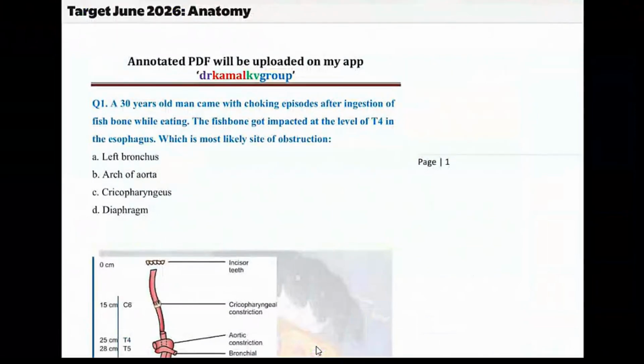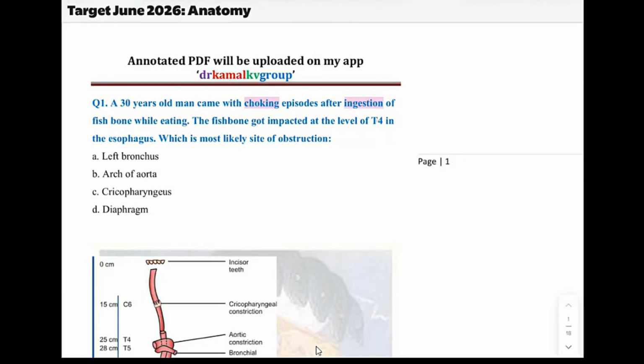We will discuss some important questions from anatomy. One of the questions was about esophageal constrictions, and it was given as a case history where a 30-year-old man came with choking episodes after ingestion of a fish bone while eating. The fish bone got impacted at the level of T4 in the esophagus, and it was asked what is the most likely site of obstruction or the esophageal constriction.